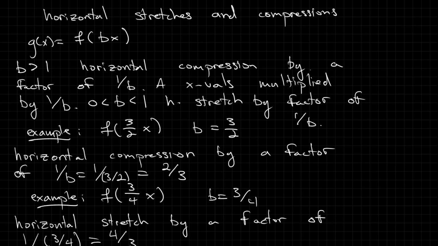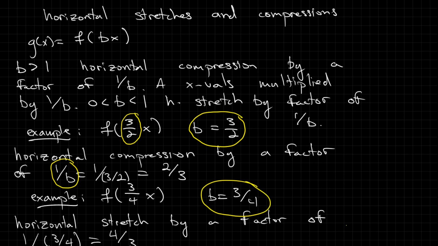So this is unexpected, I would say, but what you can do to make sure you don't make any errors is carefully identify what b is. So in this first example, b is 3/2. Then remember that instead of multiplying all the x values by b, in both cases, whether it's a compression or a stretch, you're going to be multiplying by 1 divided by b. If b itself is larger than 1, then it's going to be a compression. And if b is between 0 and 1, it's going to result in a stretch.